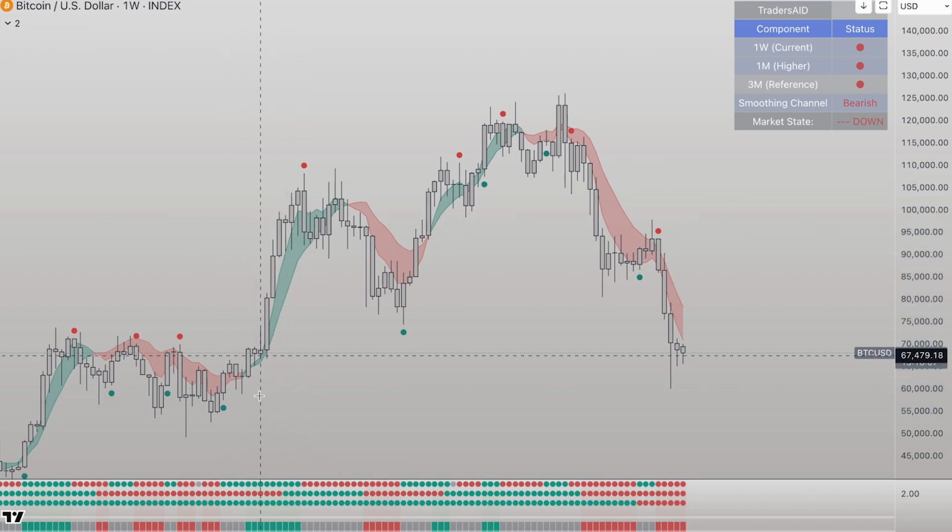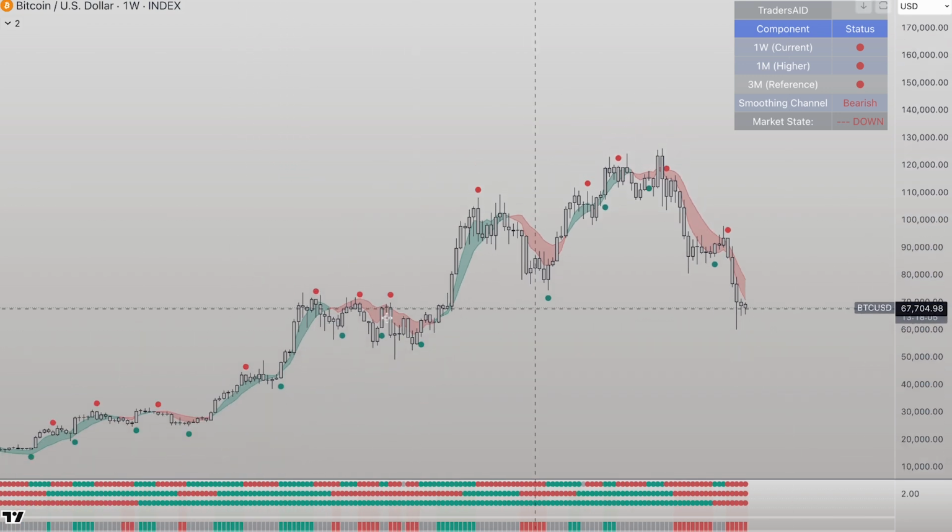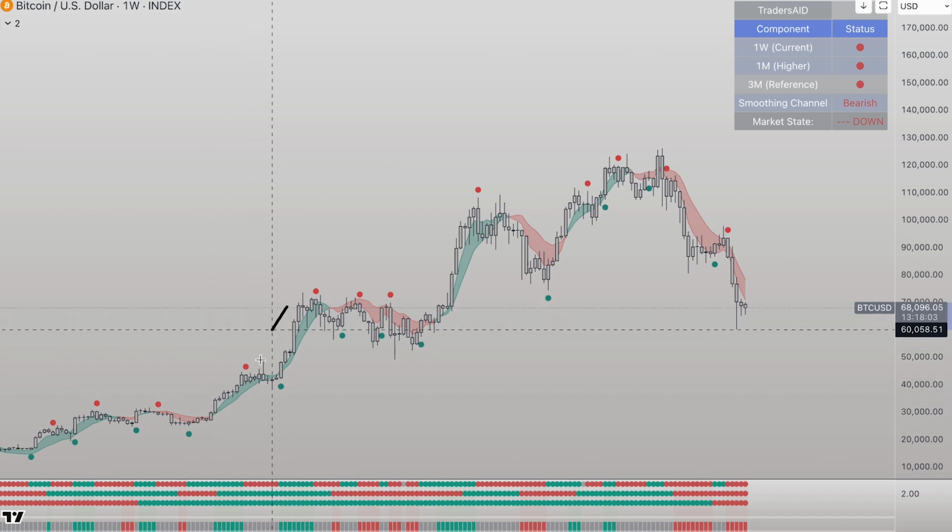3 separate layers, all pointing to the same direction. That's as clear a picture as the market can give you.